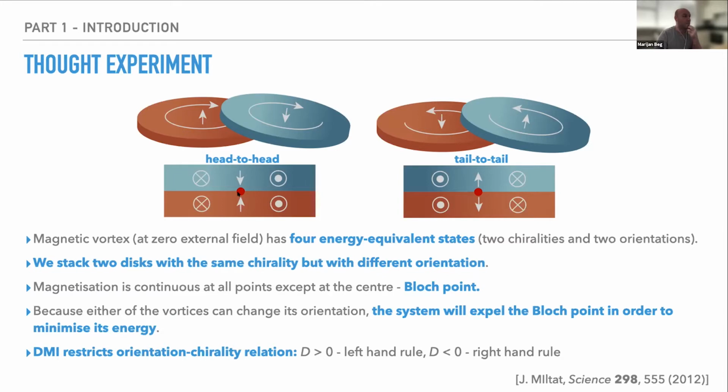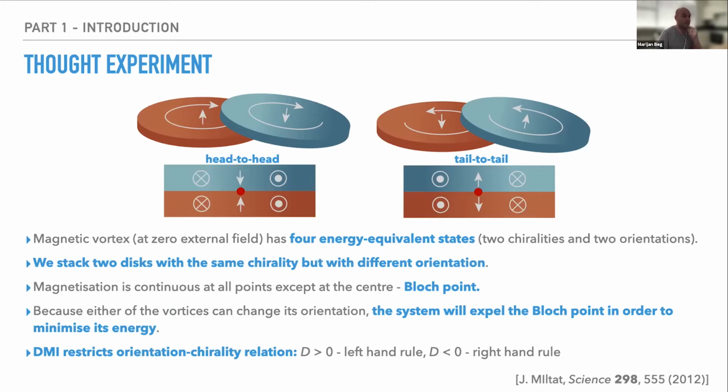Now, if we don't have DMI in this system, Bloch points are energetically very expensive, so the system will do everything it can to lower its energy and expel the Bloch point. But by adding DMI to the system, more precisely by adding DMI of the opposite sign in the top and the bottom layer, we can restrict the orientation-chirality relationship and keep the Bloch point inside.